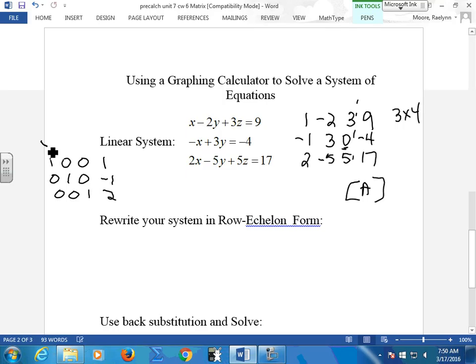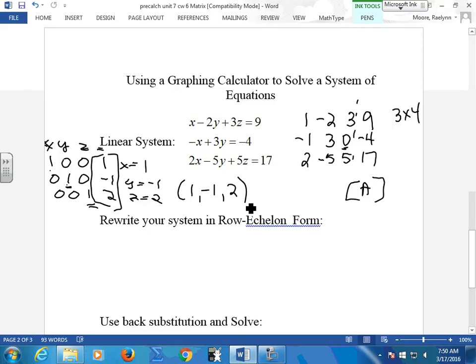Okay, so again, this is your X, your Y, your Z, and this is what it's equal to. When X is on, then X is equal to 1. When Y is on, then Y is equal to -1. When Z is on, Z is equal to 2. And these are your answers right here. That's how simple it is. These are your answers. So if you just took this column and went like this, there's your answers.